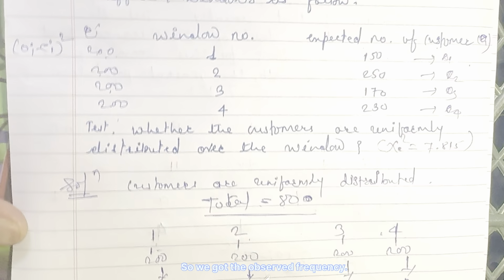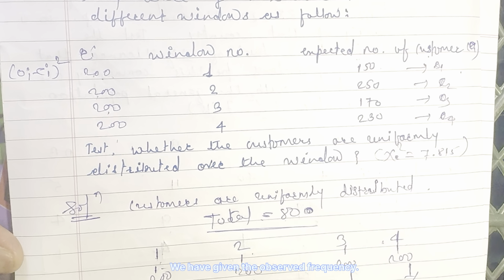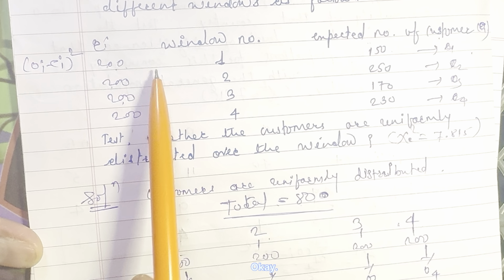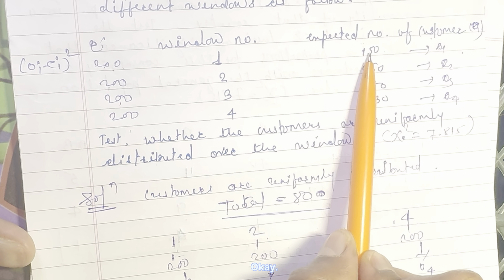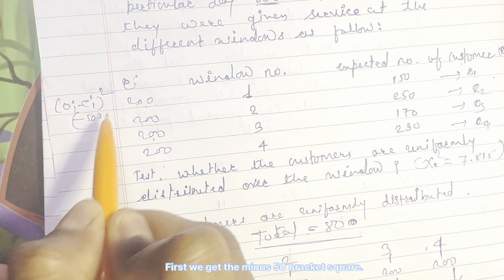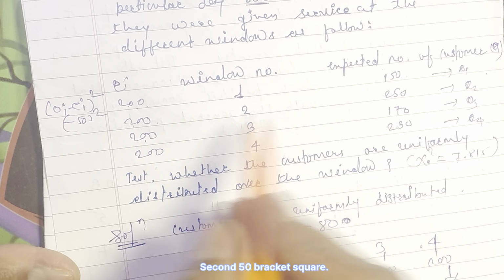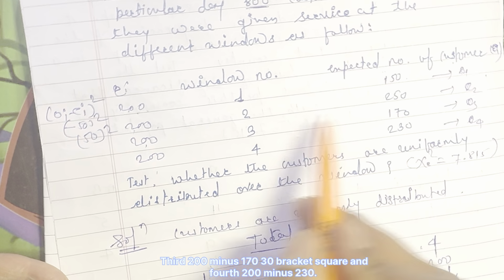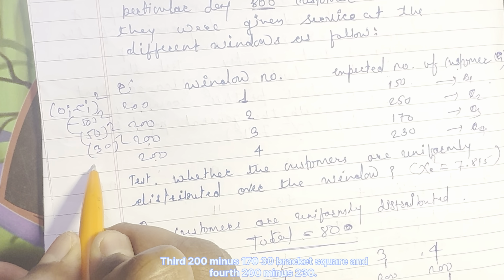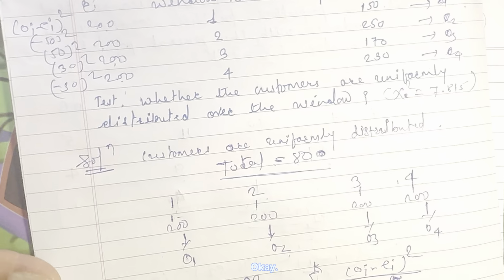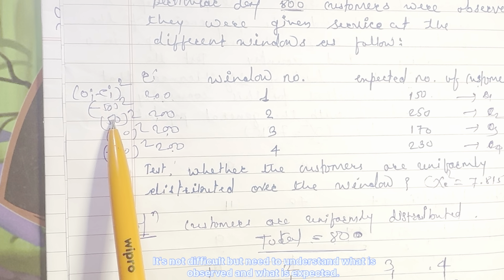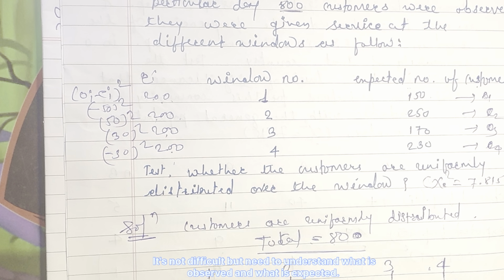So we have been given the observed frequency and we got the expected frequency. Find the observed minus expected: 200 minus 150, we get minus 50. First we get minus 50 bracket square, second 50 bracket square, third 200 minus 170, 30 bracket square, and fourth 200 minus 230, minus 30 bracket square. These are the Oi minus Ei bracket square. I hope you all have understood, guys, how I have written it. It's not difficult, but you need to understand what is the observed and what is the expected.